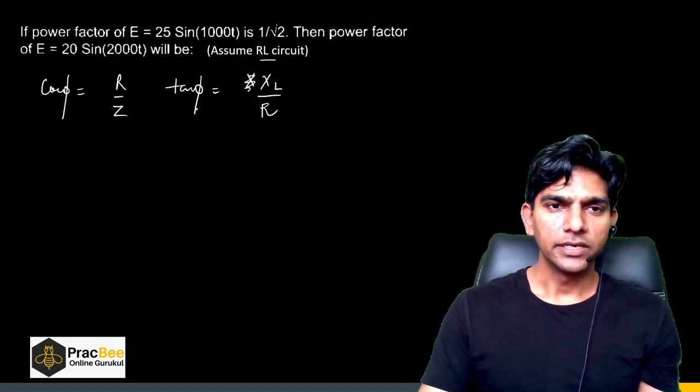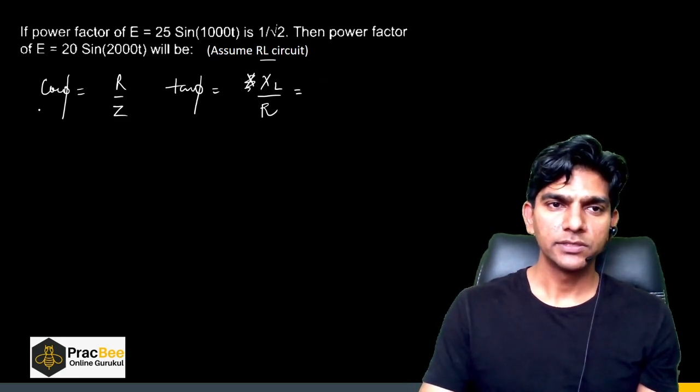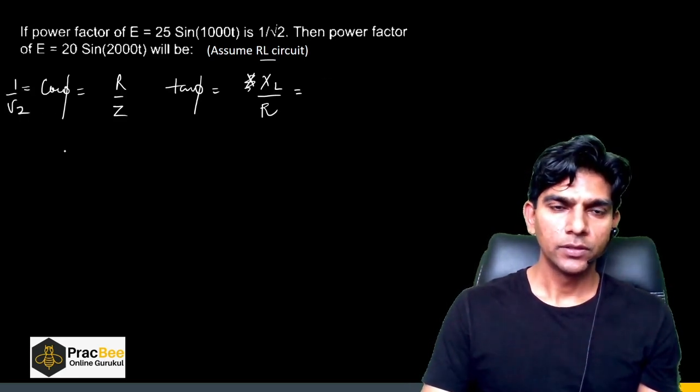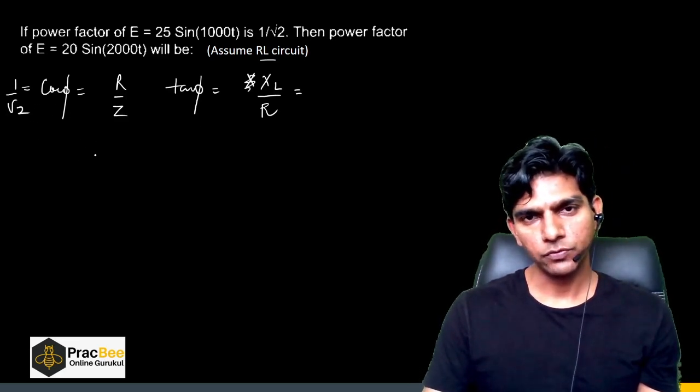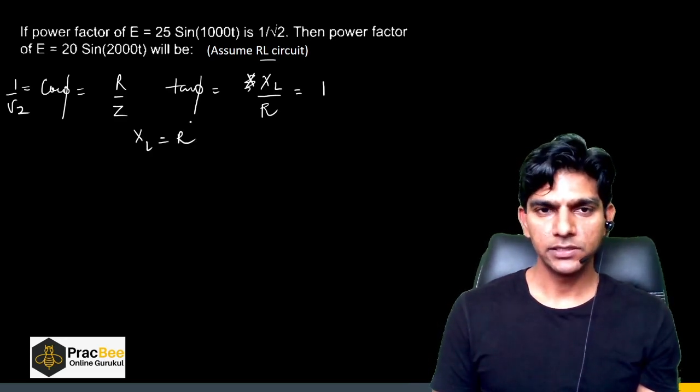R by Z, yes. So XL by R. In this case, it will be 1 by root 2. So this is given as 1 by root 2, right? If cos phi is 1 by root 2, we can say tan phi will be 1. So XL is nothing but R, right? XL is equal to R.